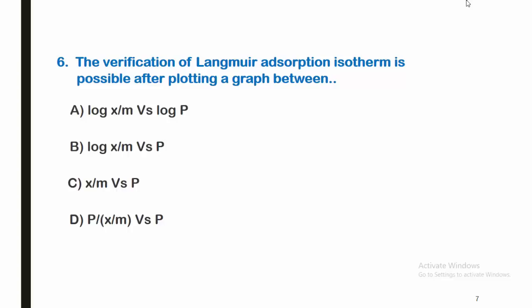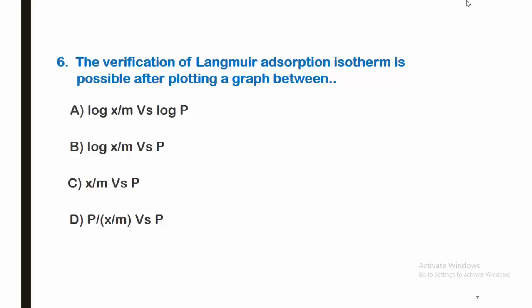Next, the verification of Langmuir adsorption isotherm is possible after plotting a graph between. Again, a very simple question, a graphical representation question. We just have to prove how the Langmuir adsorption can be verified by plotting the graphs between, where the options given are: option A, log x upon m versus log p; option B, log x upon m versus pressure; option C, x upon m versus p, that is pressure; and option D, p upon x upon m versus p, that is pressure.